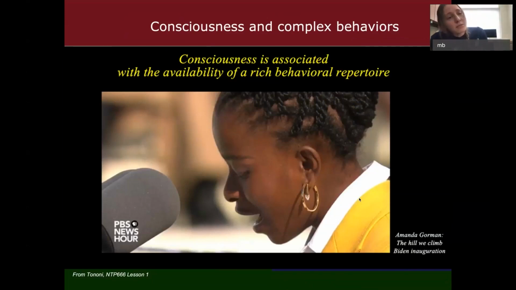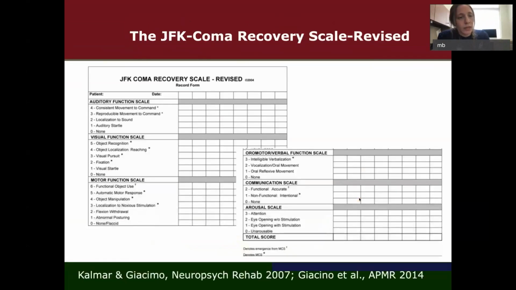So one thing that seems to be well accepted is that, say, if you have someone reciting poetry at the presidential inauguration in the United States, that person will be conscious. So the availability of a rich behavioral repertoire, most people, except maybe some philosophers, will say, okay, if you have that, you must be conscious. But in the Coma Recovery Scale, this is not necessarily the kind of complex behavior that we look at, except communication, of course. If you have that, then again, you're in the world of subjective reports.